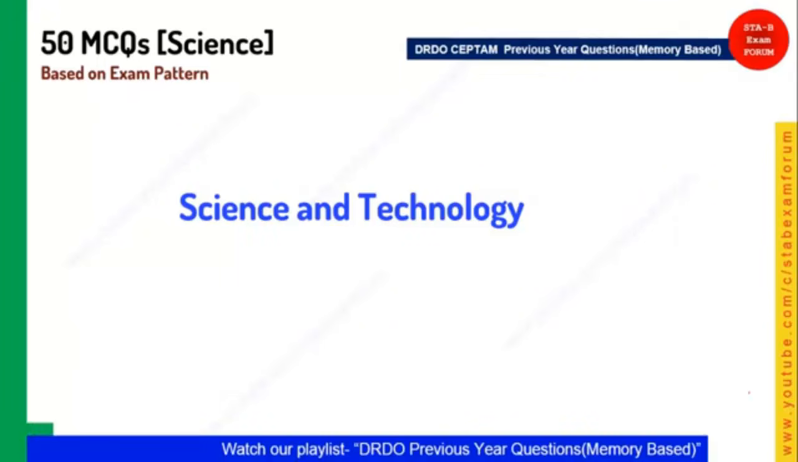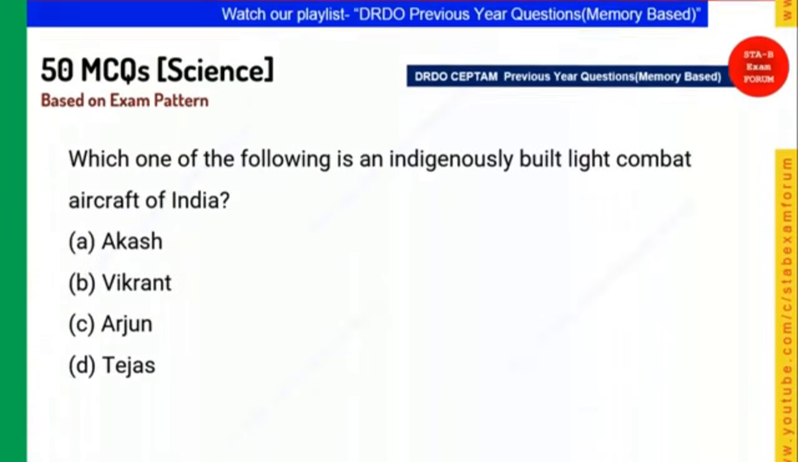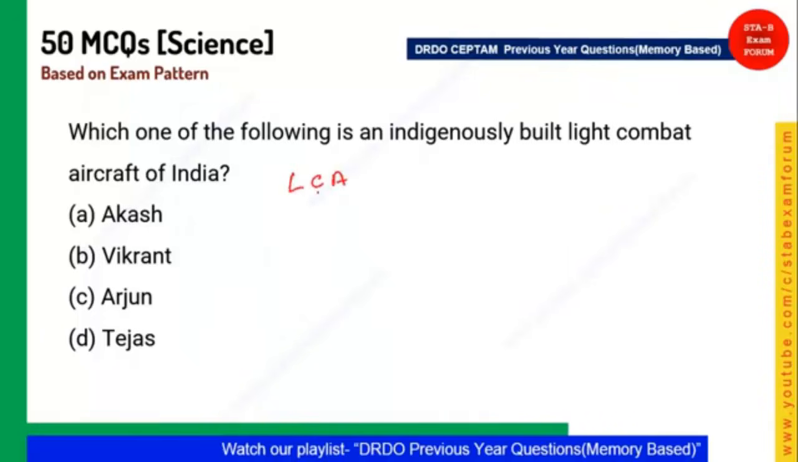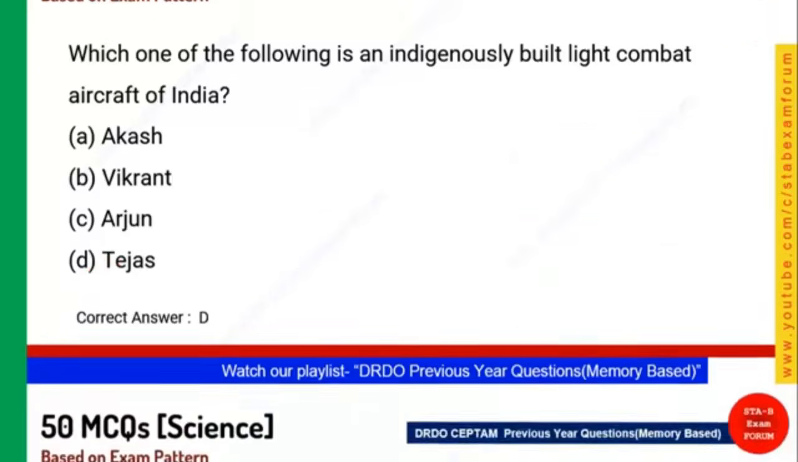And let's see some questions from science and technology. Which of the following is the indigenously built light combat aircraft of India? Whenever you find this term LCA, you just think Tejas. So Tejas is the light combat aircraft. Option D is the right answer.